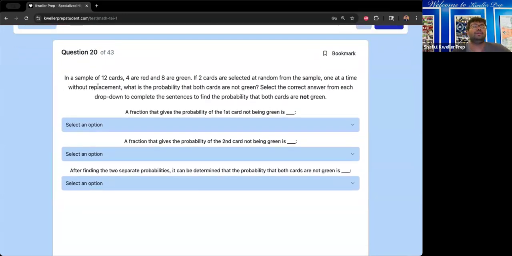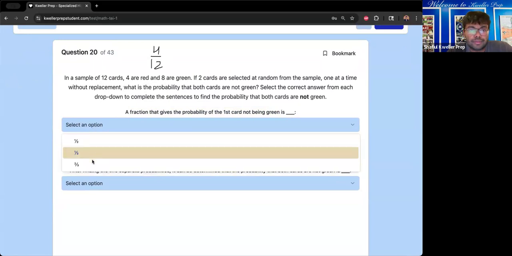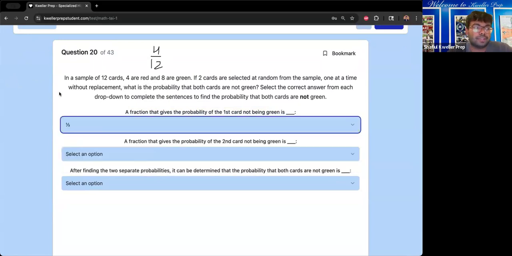Okay, this one's a good one. In a sample of 12 cards, 4 are red, 8 are green. A fraction that gives the probability of the first card not being green. So 4 are red and 8 are green. So the probability that the first card is not green would just be 4 over 12, right? 4 over 12 is 1/3. If that makes sense to everyone?